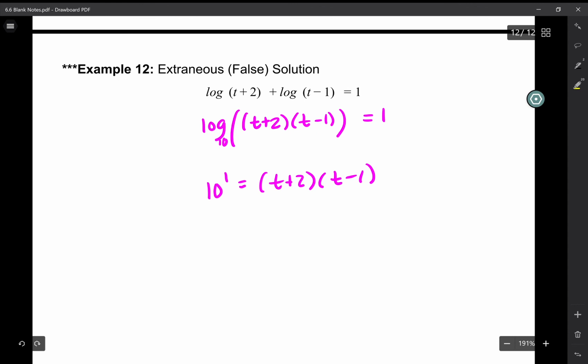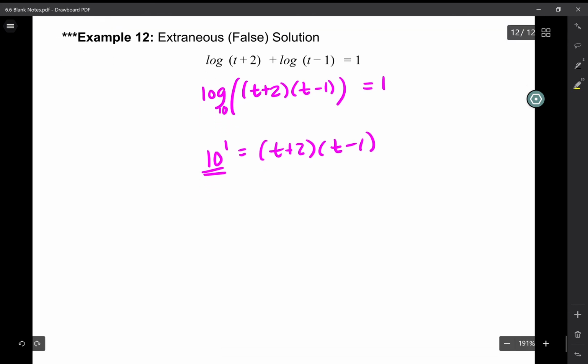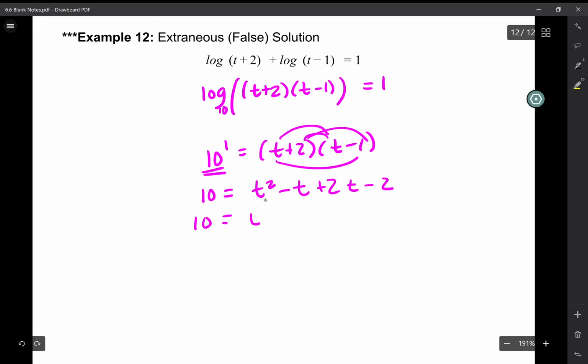Many people at this point are tempted to just factor right now and say, oh, my answers are negative 2 and 1. But remember, it's the 0 product property, not the 10 product property. That only works when you're multiplying to something that equals 0. So that does not work. We have to multiply this out and then set it equal to 0. So 10 equals t squared minus t plus 2t minus 2. 10 equals t squared plus t minus 2.